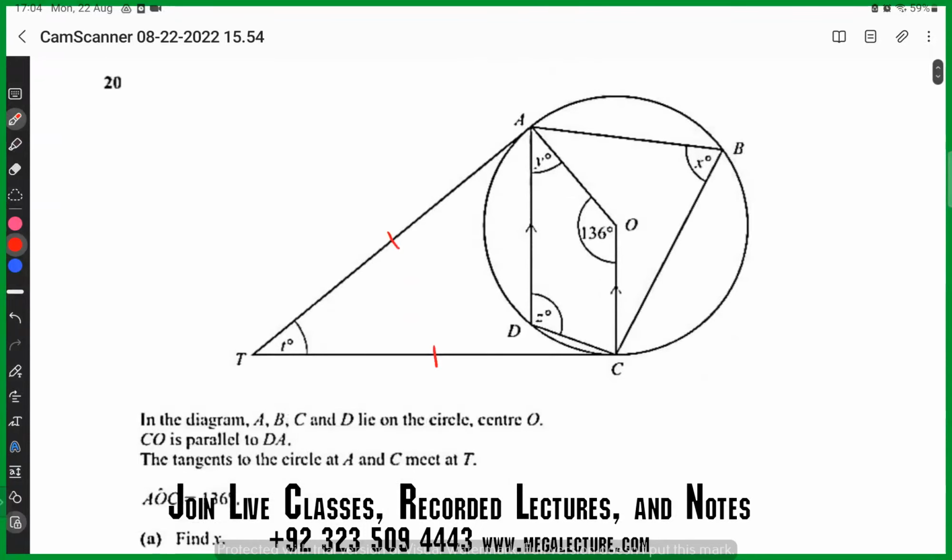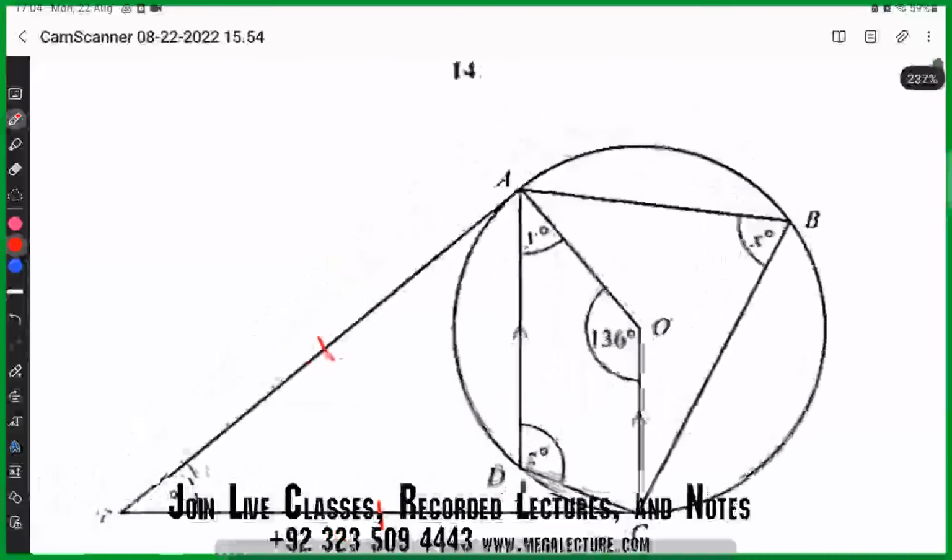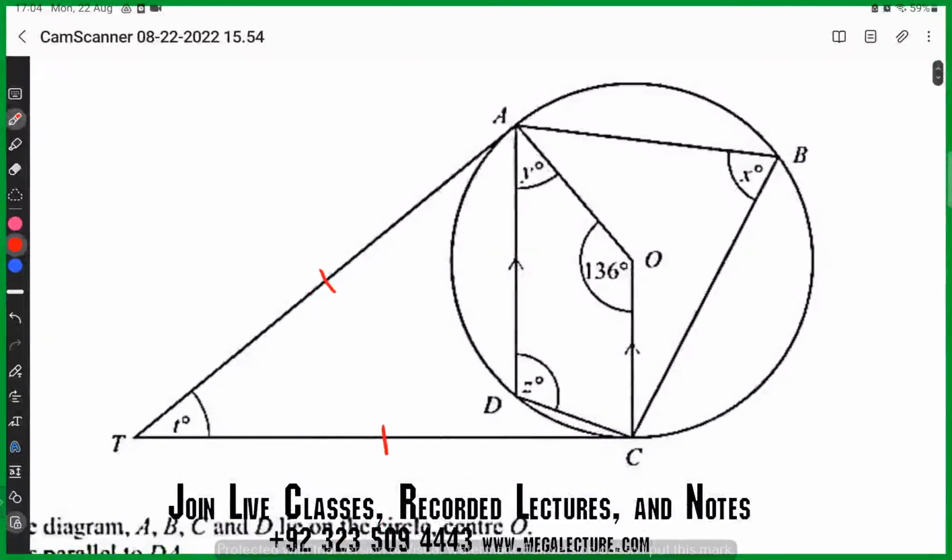Okay, so let's just zoom in. Now we are mature enough to directly analyze the situation without erasing anything. What we can see is that the first property is being used. What was the first property? Angle at center is half the angle at circumference. So this is my center and this is my circumference. This entire angle is 136 degrees. What would be X? Angle at center is twice the angle at circumference, or angle at circumference is half the angle at center. Whatever way you want to talk about it.